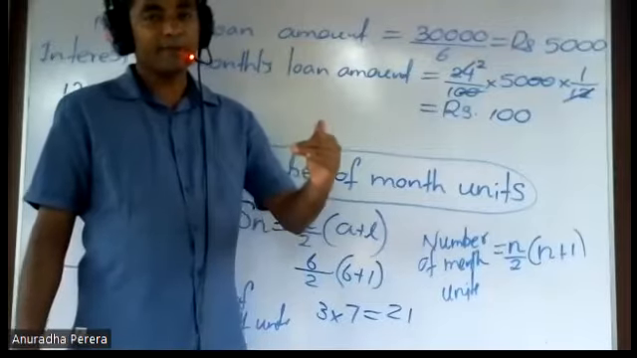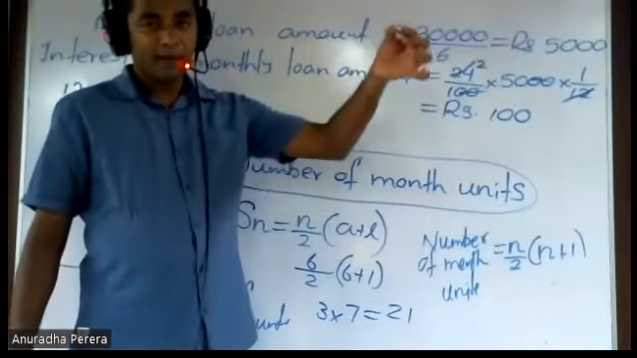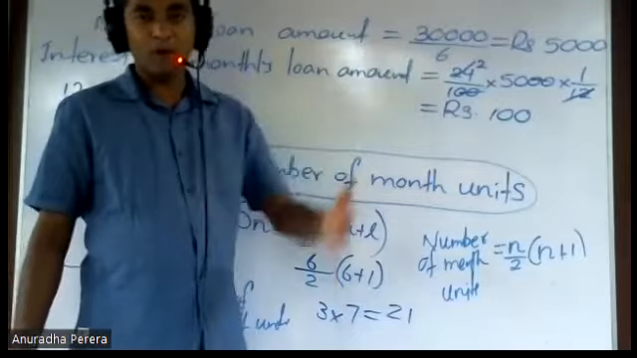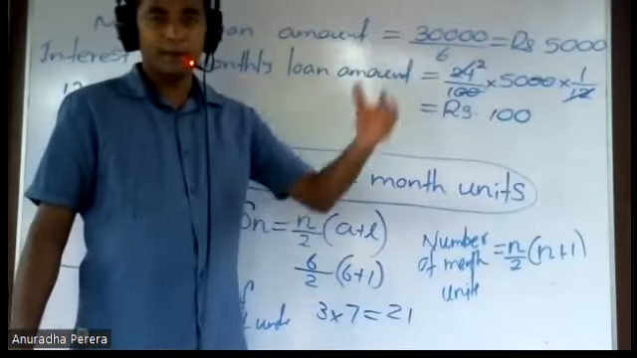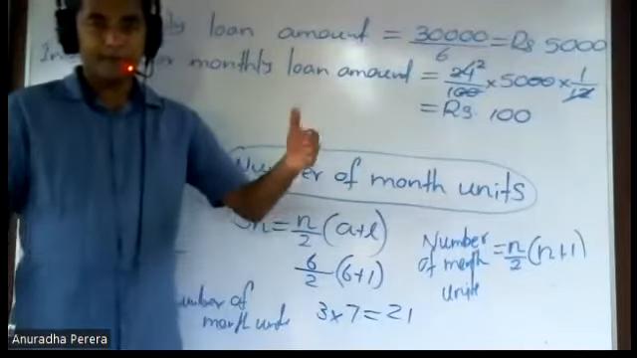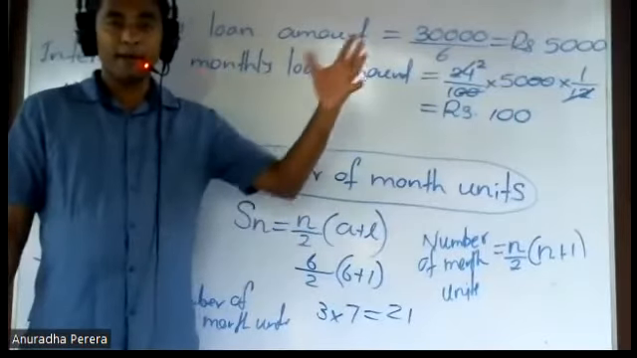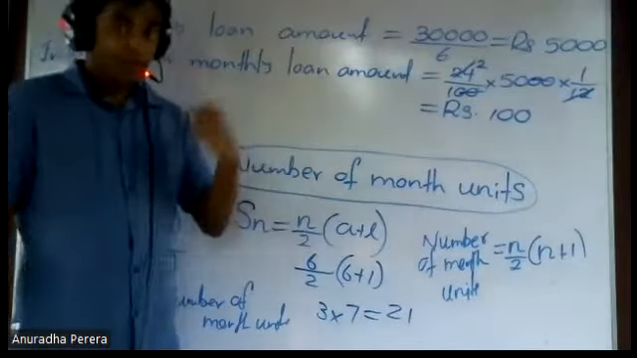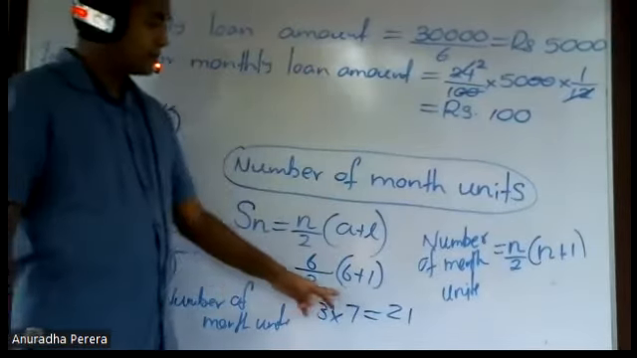The number of month units is found by starting from the number of installments, if it is 10, from 10 down to 1 subtracting whole numbers and adding them. If there are 10 installments, to find the number of month units starting from 10 up to 1, you have to add 10, 9, 8, 7, 6, 5, 4, 3, 2, 1. You can find it very easily using this.